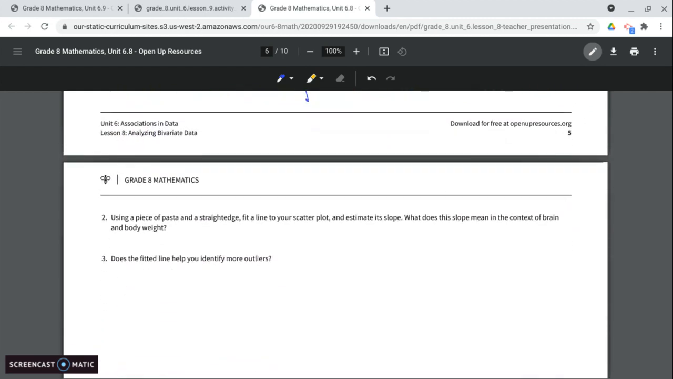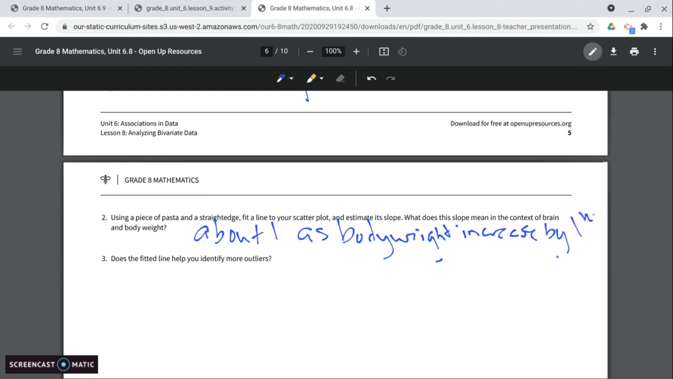Obviously, our line is not exact, so about 1. So as body weight increases by 1 kilogram, brain weight also increases by 1 kilogram.